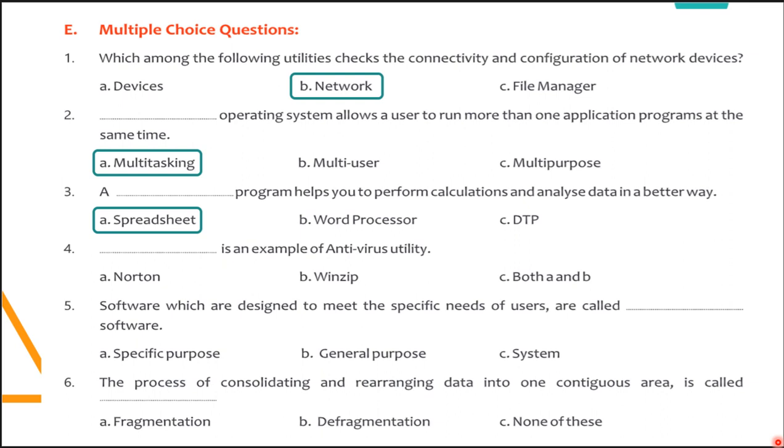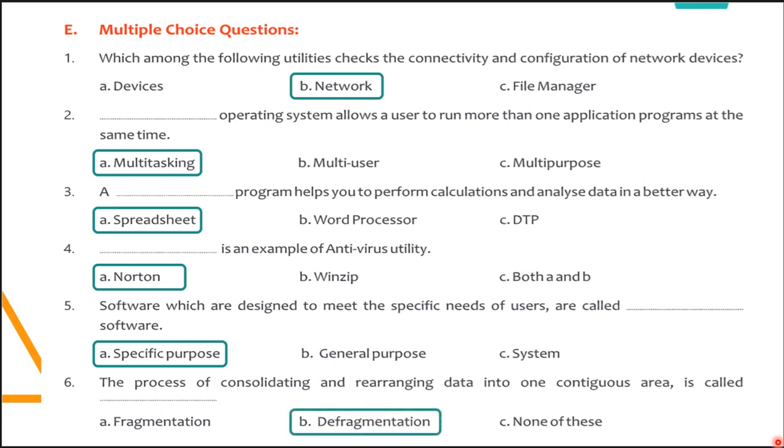Fourth, a dash is an example of antivirus utility. Fifth, software which are designed to meet the specific needs of user are called specific purpose software. Sixth, the process of consolidating and rearranging data into one contiguous area is called defragmentation. Scattering of data, fragmentation. Consolidating and rearranging of data is defragmentation.